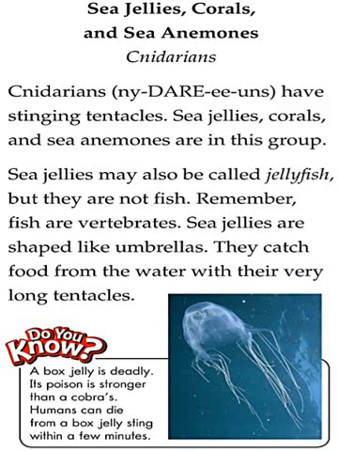Cnidarians have stinging tentacles. Sea jellies, corals, and sea anemones are in this group. Sea jellies may also be called jellyfish, but they are not fish. Remember, fish are vertebrates. Sea jellies are shaped like umbrellas. They catch food from the water with their very long tentacles.